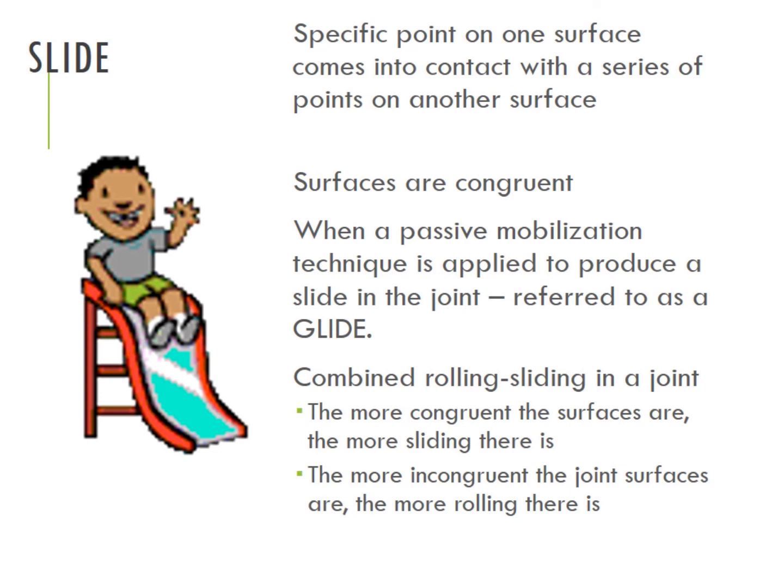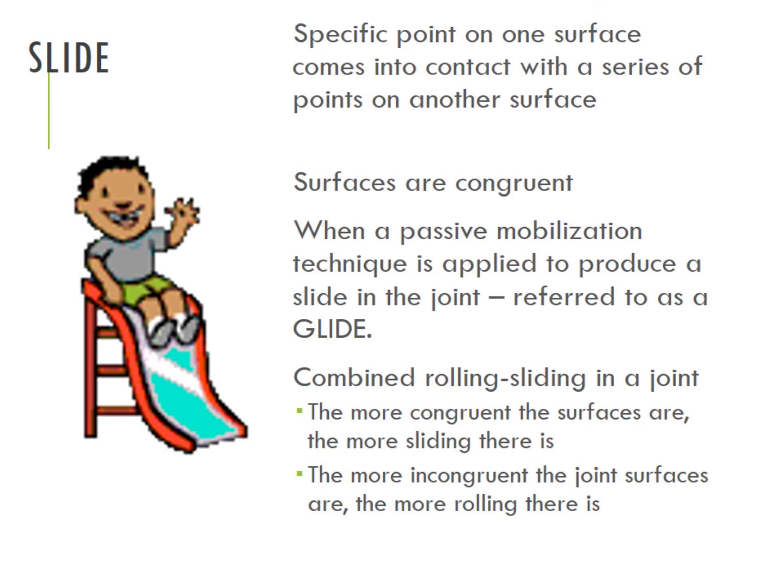Okay. In this, the surfaces are congruent. Now, this we are talking in terms of joints. So sliding will happen when the joint surfaces are congruent, when they have articulated well. So when a passive mobilization technique is applied to produce a slide in the joint, it is referred to as a glide.